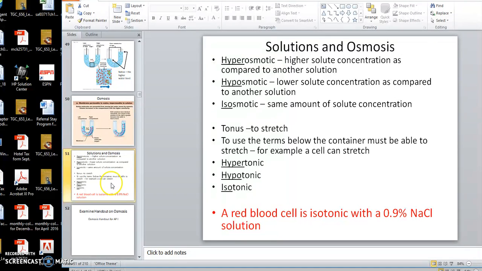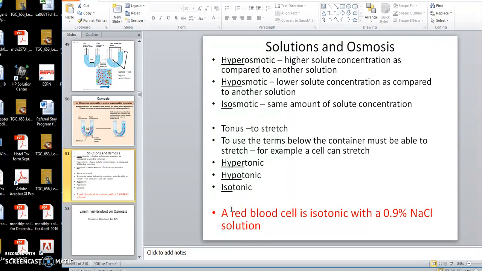So we use these terms: hypertonic, hypotonic, isotonic. They are synonymous to these, but you're dealing with an entity that can stretch, like a cell. So to put it another way, the hypertonic side will act as a vacuum for water. If you have a hyper, you have to have a hypo. Iso is both sides the same.